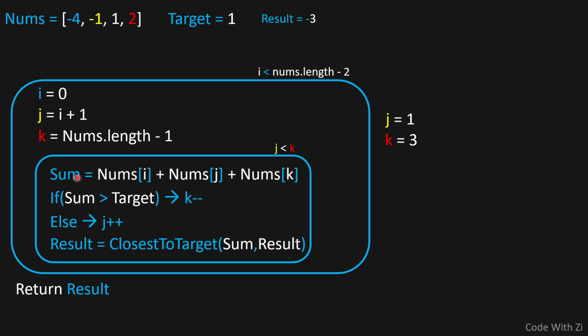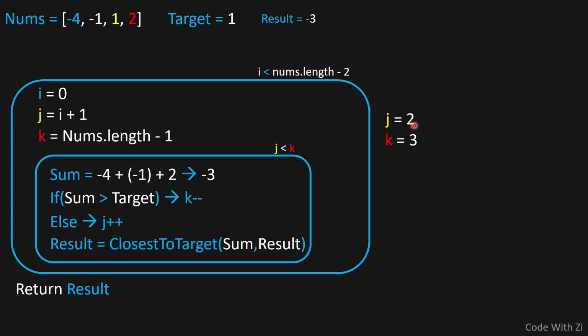And here we're going to calculate our sum. So let's do that. So in the first round, our sum is going to be equal to minus 4, as you can see, minus 4, minus 1, minus 1, and 2. Like so. And the sum of this is going to be minus 3 again. And then we're going to check if our sum is greater than our target. It's not, because our sum is minus 3 and our target is 1. So we're going to fall inside this else and we're going to increment our j.